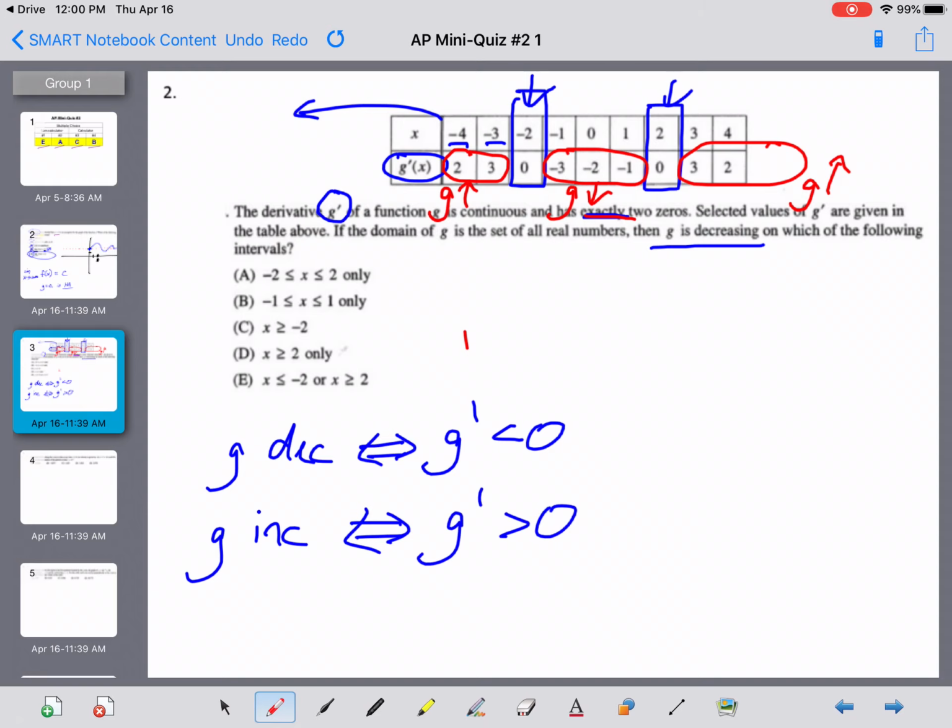So the question was, g is decreasing on which of the following intervals? The only spot that it can be decreasing is on this interval right here, in between -2 and +2. So it looks like our answer for number 2 is going to be A.